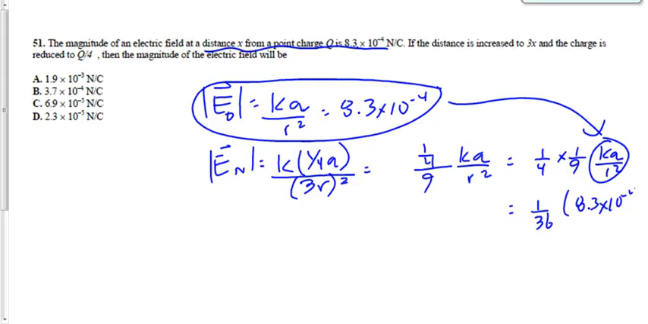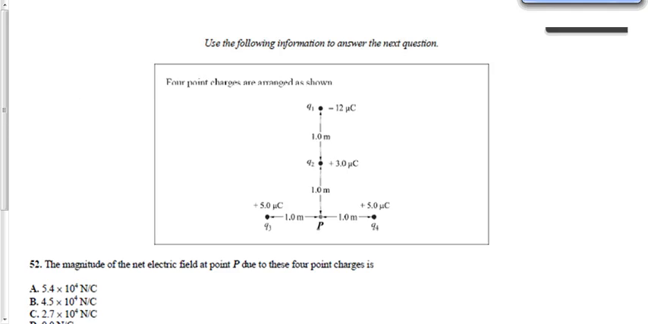And when we do that, I think it works out to be C or D. What is it? C? D? 2.3 times 10 to the negative 5. Did you get it? Well, I think one more question, last one, number 52.